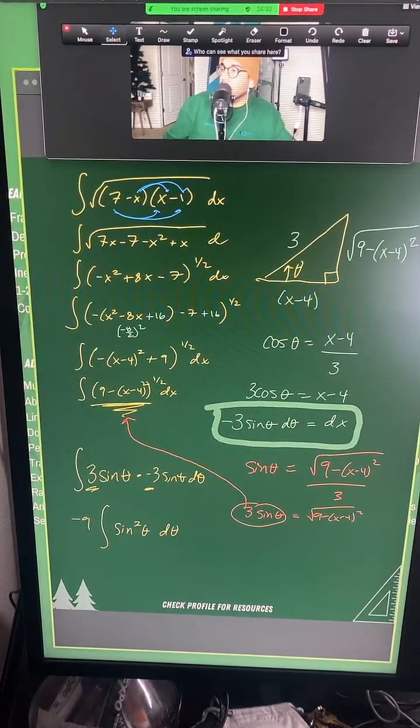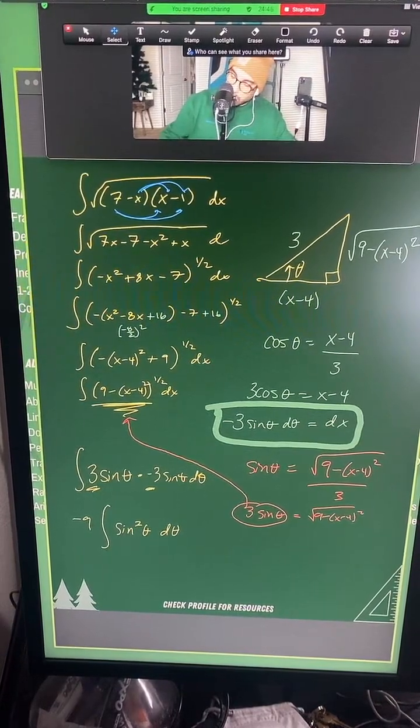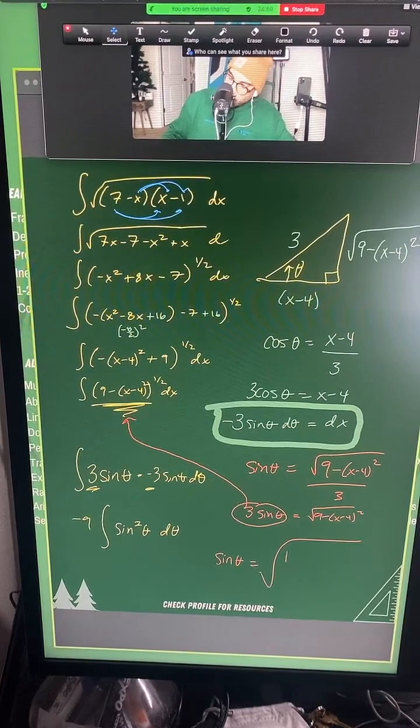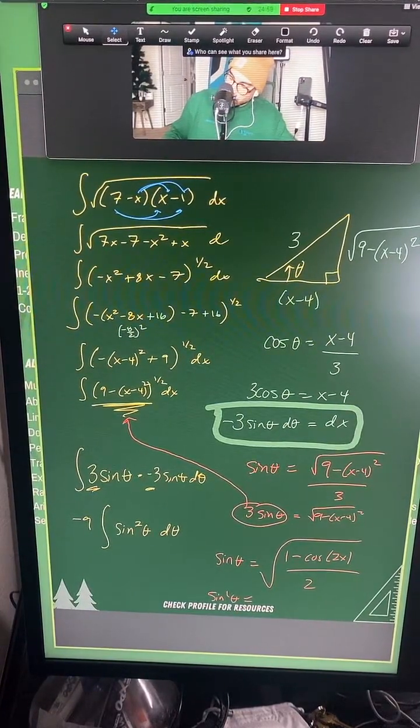Double angle, cosine 2x. Ooh, cosine something, 1 minus 2. Yes, there you go, Charles. I believe you're right. So it's this one. Let me go ahead and write it in red. Sine theta is technically the square root of (1 minus cosine 2x) all over 2. So if I square both sides, I get sine squared theta is equal to (1 minus cosine of 2x) over 2.